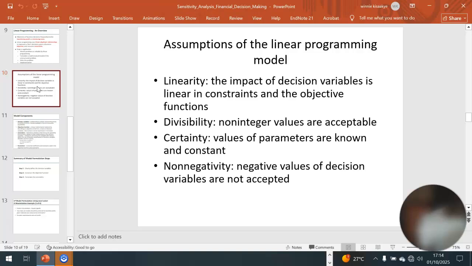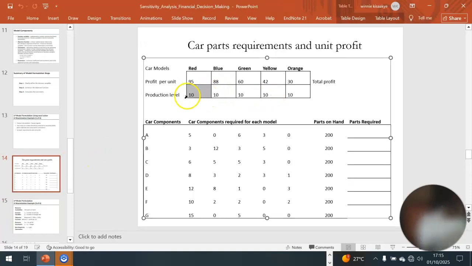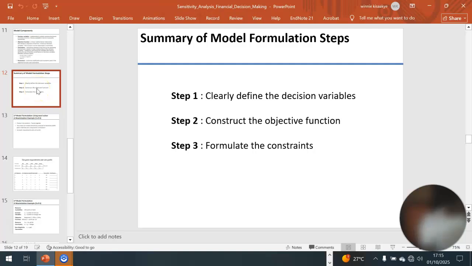Then the assumptions for this kind of model, the solver model, it assumes linearity, as in the impact of decision variables is linear in constraints and objective functions. This is what we are talking about. These decision variables you see here, here and there, they are linearly aligned to the objective function. So that's what we are saying, that it assumes linearity.